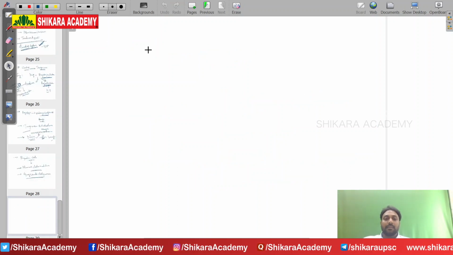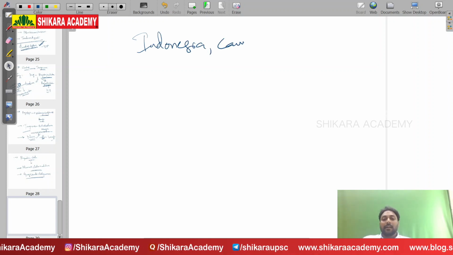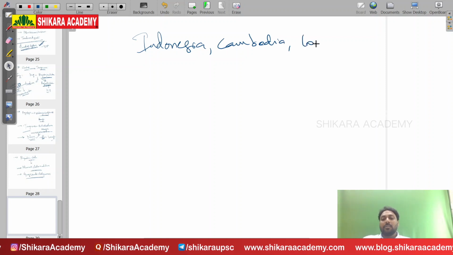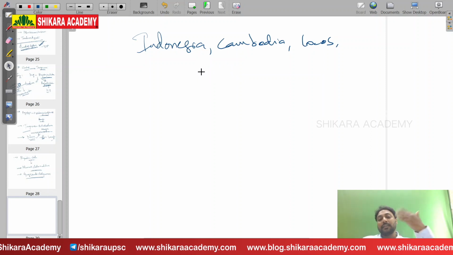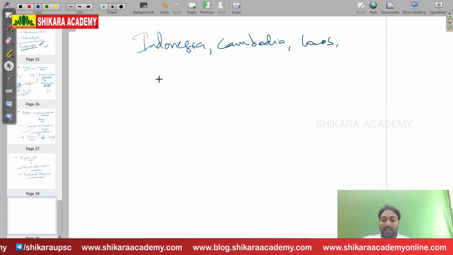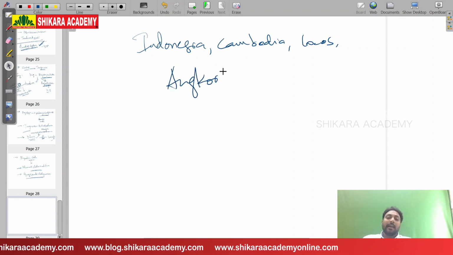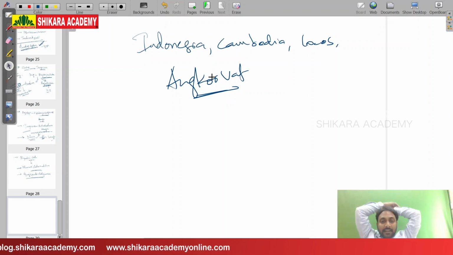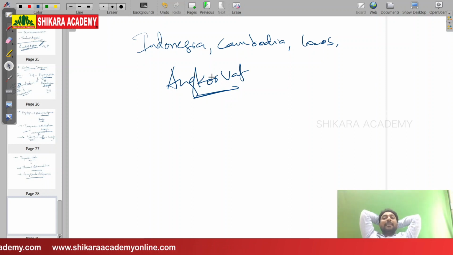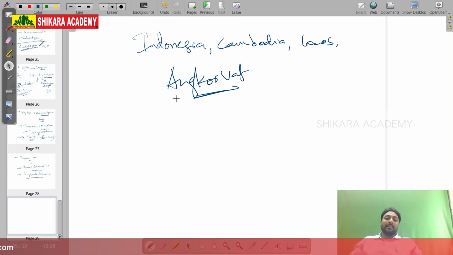Rajendra conquered Indonesia, Cambodia, Laos, all Southeast Asian countries, and improved trade, commerce and diplomatic relations with them. He allied with the Hindu kings in Cambodia and constructed the Angkor Wat temple there. India's largest Hindu temple is not in India but in Cambodia. Surya Varma, the king of Cambodia, allied with him and they built the Angkor Wat temple.